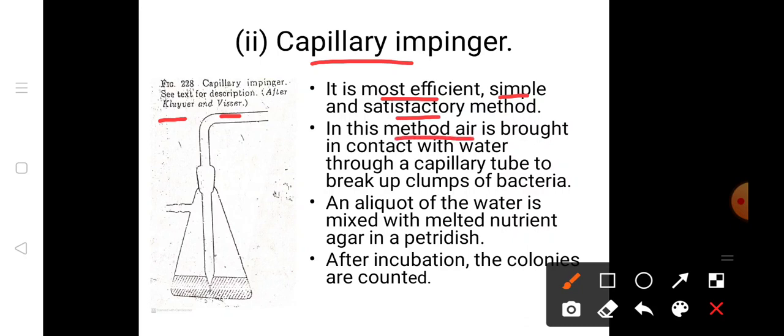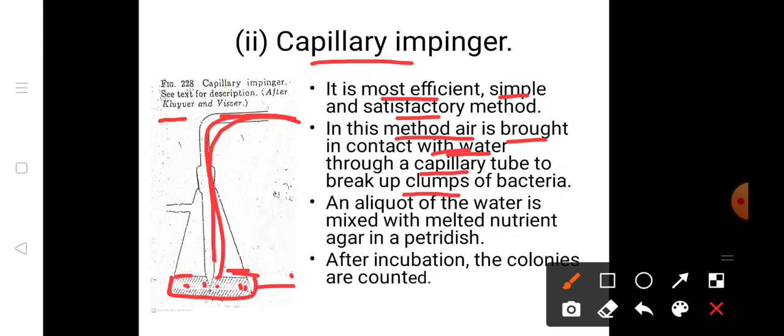In this method, air is brought into contact with water through the capillary tube, which breaks up the clumps of bacteria. From here the air comes through this capillary tube, breaks those clumps of bacteria, and then the air enters the water. Here the water is there, the air comes from this direction, and the air containing microorganisms is impinged into this liquid, which contains water.